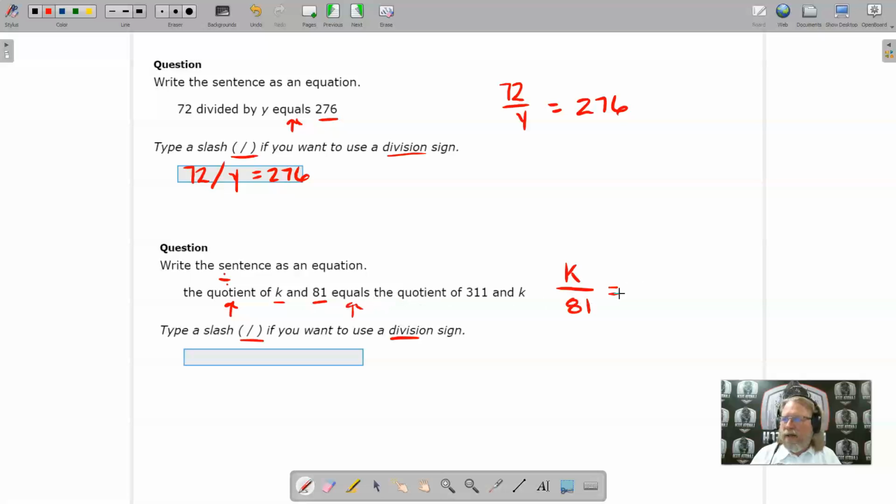Equals, so this is where our equal sign goes. And now the quotient of, so we're going to divide again. So we need another fraction bar. Quotient of 311 comes first, so it is our numerator. The k comes second, that is our denominator. So we're going to put in k slash, for fraction bar, 81 equals 311 slash k. So again, we're using that slash bar on the keyboard to represent our fraction bar, which works out for division because every fraction is a division problem.